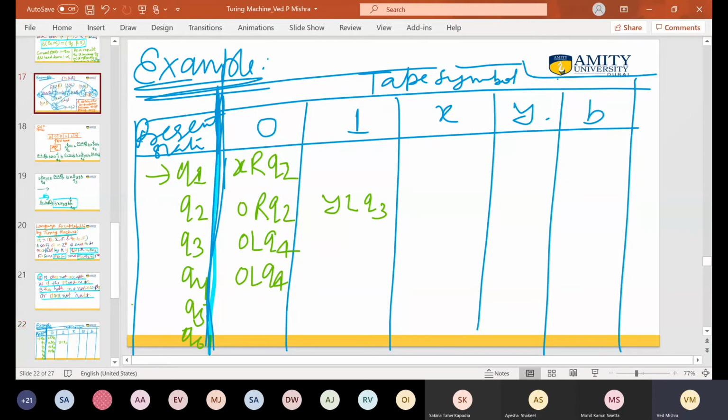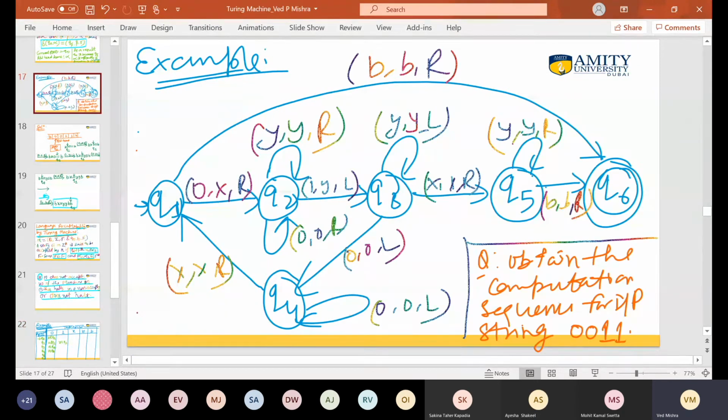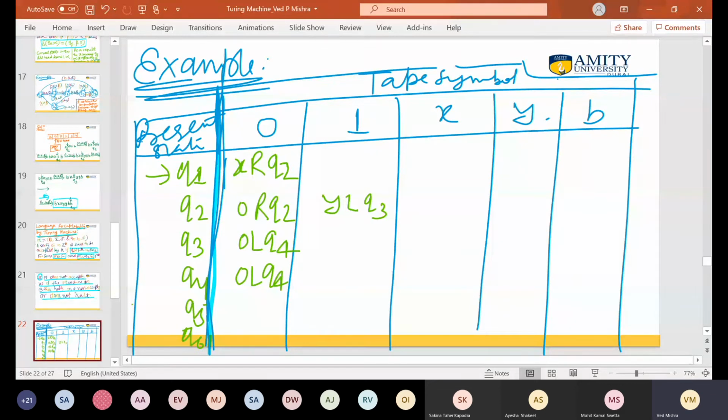Now how many are having X input? Q3 and Q4 are having X input, only these two. So for Q3 X you are getting X R Q5, and for Q4 X you are getting X R Q1. So X R Q5, X R Q1.